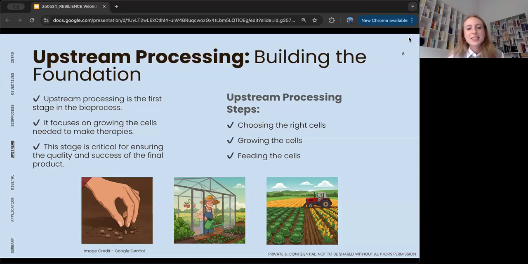Now, to help visualize this, think of upstream processing like running a greenhouse. You start by picking the best seeds, in this case, the best cells. Then you provide them with the perfect mixture of water, nutrients, and warmth, which in bioprocessing terms means the right media and precise control in the bioreactor. And then once the cells are fully grown and ready, that's like harvesting your crop. So that then marks the transition from upstream to downstream processing, where the focus shifts to collecting and refining the product.